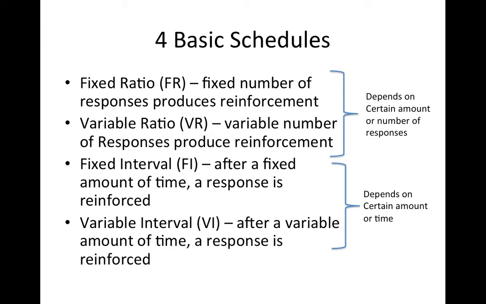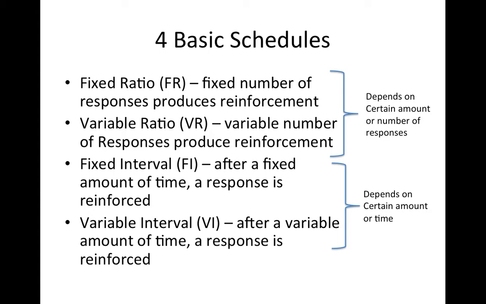A fixed interval schedule is, if we had an FI10, we might say after 10 minutes a reinforcer is produced. Another 10 minutes goes by, another reinforcer is produced. 10 minutes goes by, and so on. A variable interval would be on average, so maybe the first one's after 5, the next one's after 15, the next one's after 25, the next one's after 2, the next one's after 10. The average inter-reinforcement interval is 10.